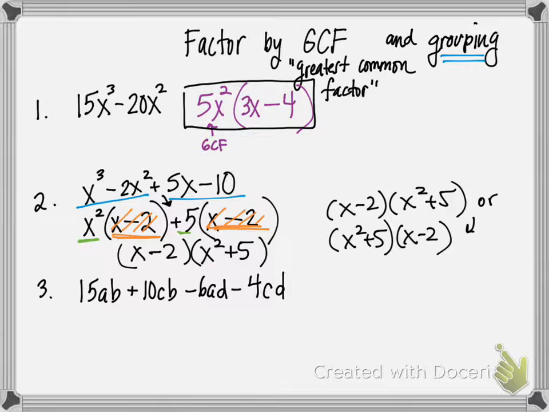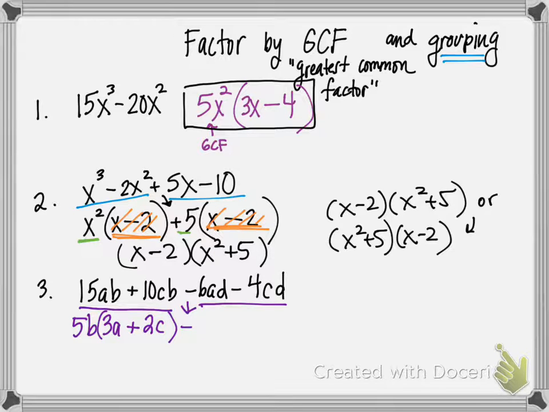So for number 3, same process, 4 terms, so I'm going to underline the first 2 and then the last 2, and factor each of these by finding the greatest common factor. So for the first pair, biggest number that divides 15 and 10 is 5. Looking at the variables, the first term has an a and a b, and the second term has a c and a b, so they both share this b in common. So I could pull that to the front. So 5b times what gets me back to 15ab? That would be 3a, plus 5b times what gets me back to 10cb? That would be 2c. Bring down the minus sign that separates the 2 groups.